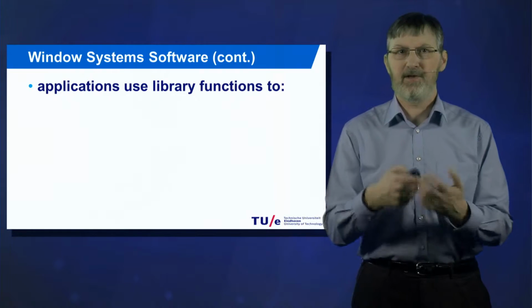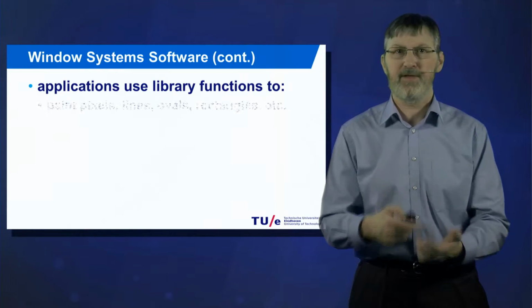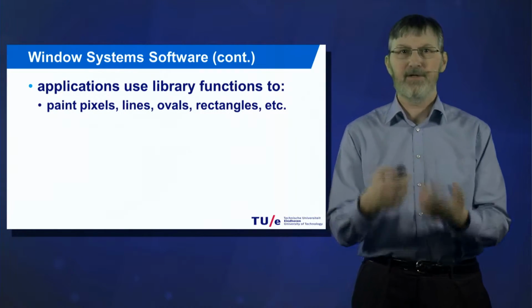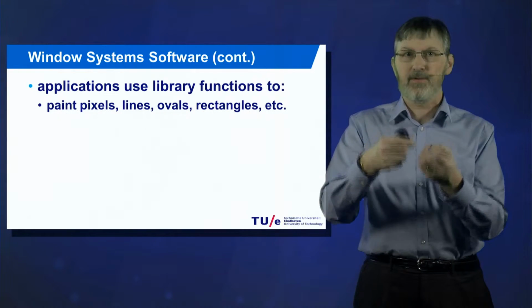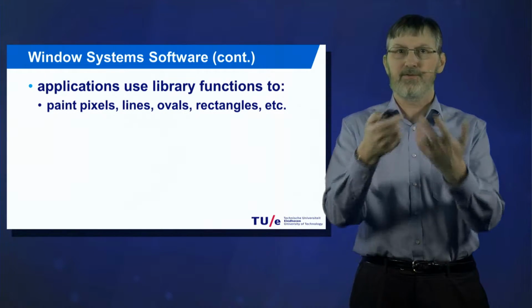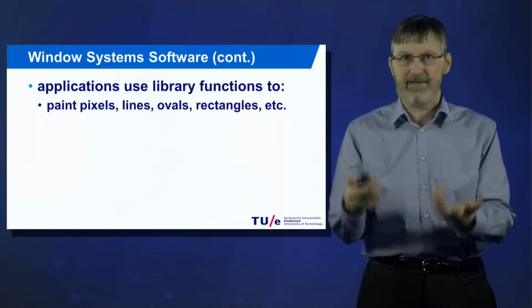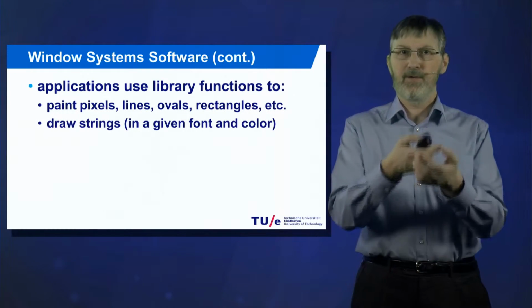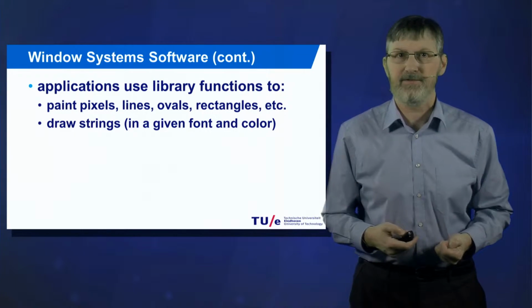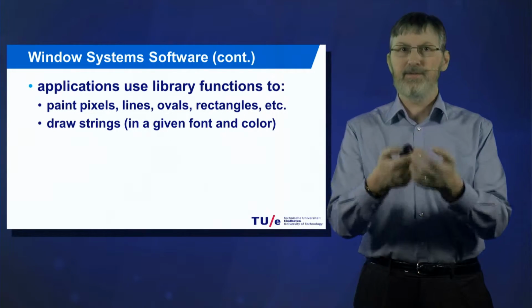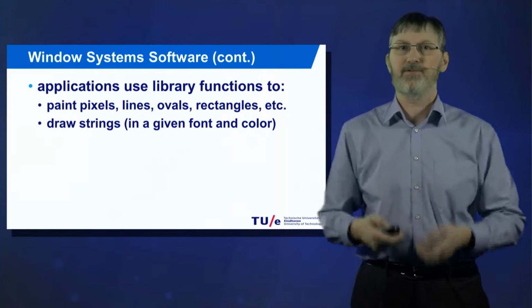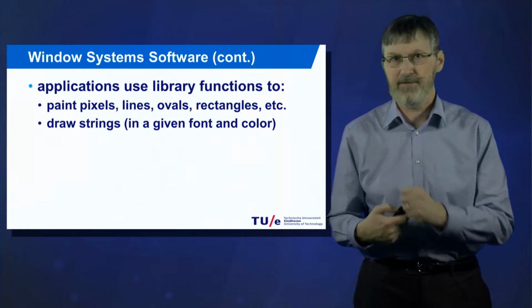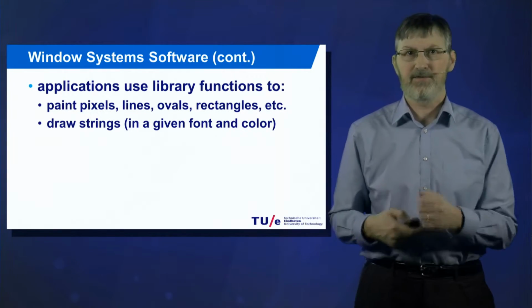Applications will use library functions to perform several graphical operations. For instance, to paint pixels or lines or ovals in a certain color on the screen, or to draw a rectangle or a circle. Also, when you want to show a string of letters on the screen, the windowing software will actually draw the strings in a font you can choose and in colors you can choose.